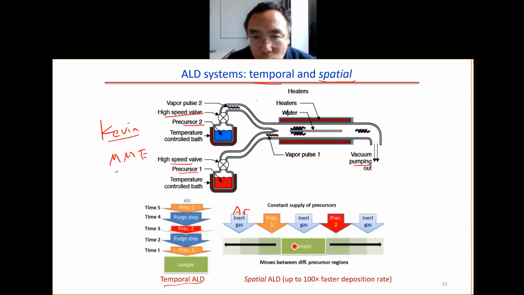We have the wafer move around, from here to here, then move back. This way we can have a much higher deposition rate because we do not need to turn on or turn off the valve. You just move the wafer fast below the different gases. Then we can have up to 100 times faster deposition rate.